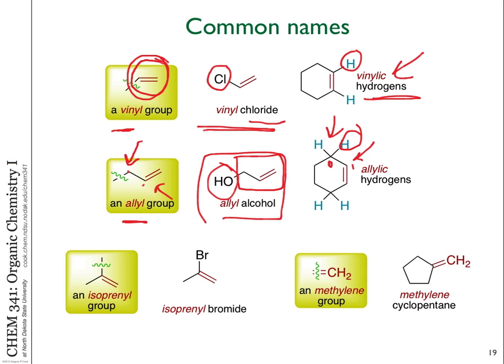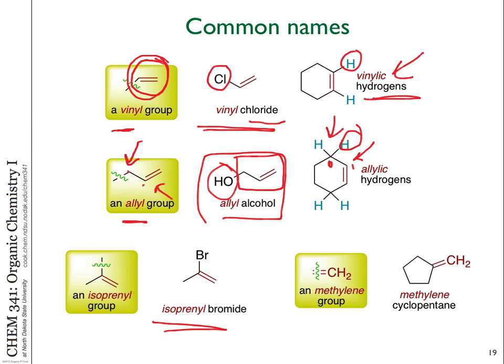So it's important when we talk about some of these more reactive things. A 3-carbon group, there's another common name. A 3-carbon group that's attached not on the sp3 hybridized carbon, but on the middle sp2 hybridized carbon. If it's attached there, we call it an isoprenyl group. Isoprenyl bromide, for example, here. That's not used quite as commonly, although you might see that.